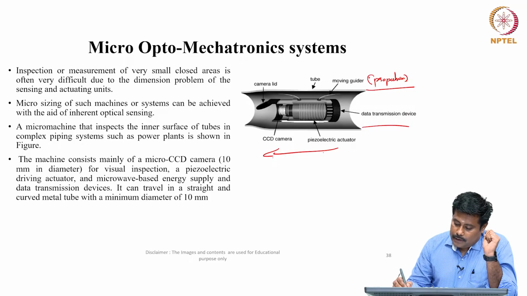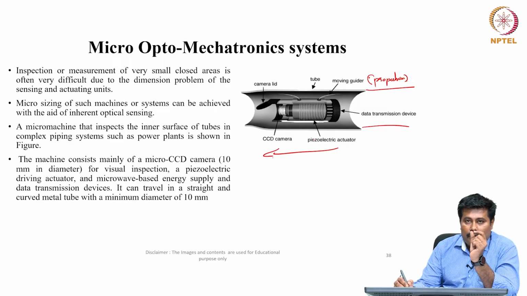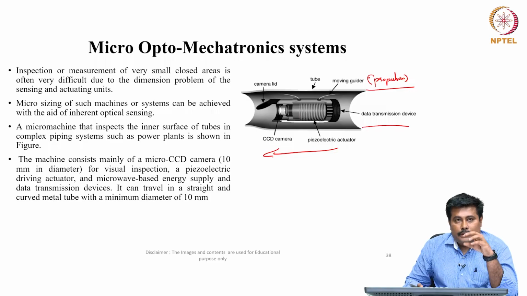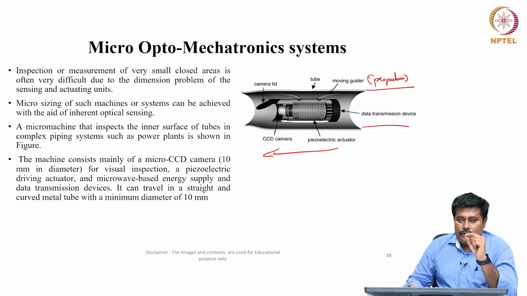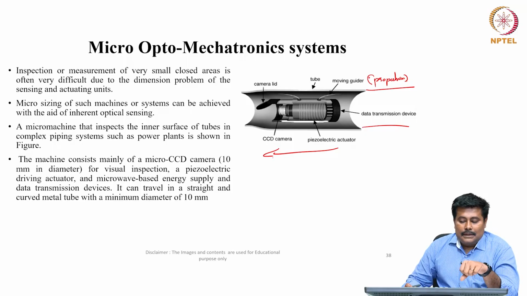Now, when we observe the movement of these piezoelectric actuators, they are precisely used for controlling the focusing optics or the camera. Inspection or measurement of a very small closed area is often very difficult due to the dimension problem of sensing and actuating units. So, micro sizing of such machines or systems can be achieved with the aid of inherent optical sensing. A micro machine that inspects the inner surface of tubes in complex piping systems such as a power plant is shown in the figure.